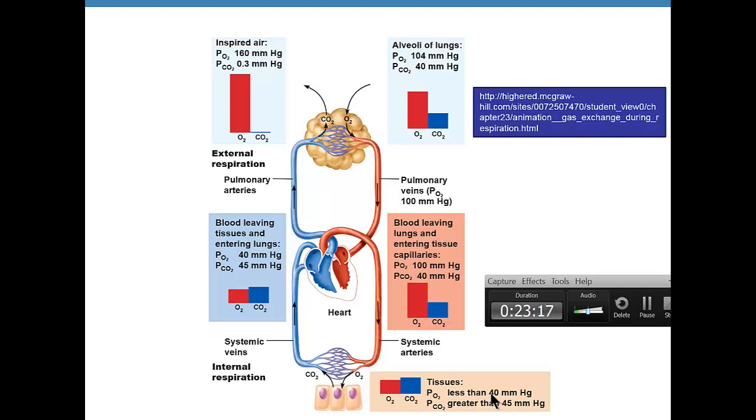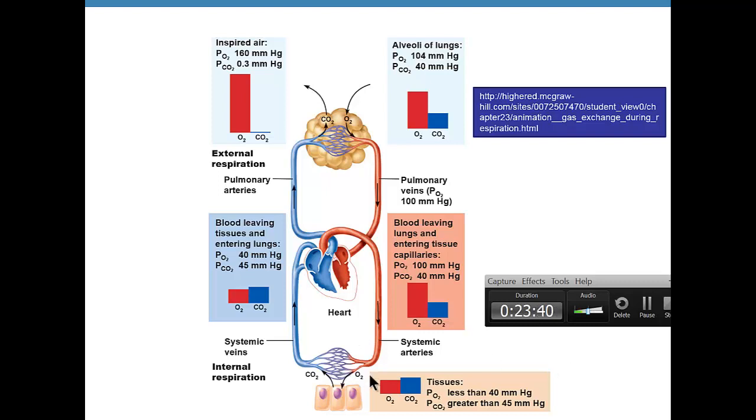Where is CO2 always going to be highest? We're making it in the tissue cells, so it's always going to be greater than 45 in the tissue cells, and it's going to be lowest in the alveoli, so we can diffuse it out. We always have this motion of diffusing CO2 out of the tissues, out of the pulmonary capillaries, and then exhaling it out with our breath.